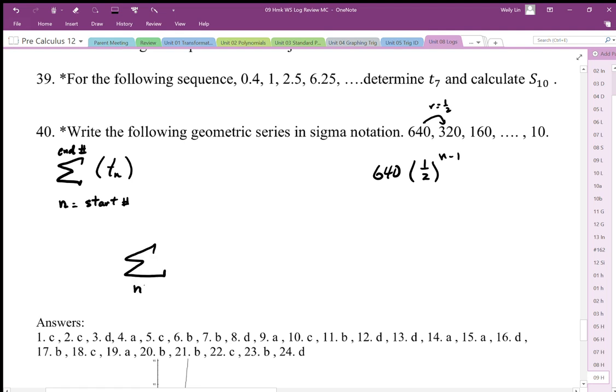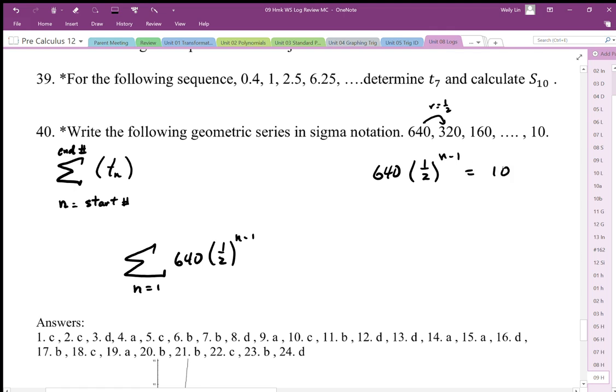So I'm going to just start writing that in. We're going to start at n equals 1. We have 640, 1/2 to the power n minus 1, and that's all that's going to do is allow us to plug in the n and generate each term of that sequence. So what we have to also figure out is how many terms in this sequence.